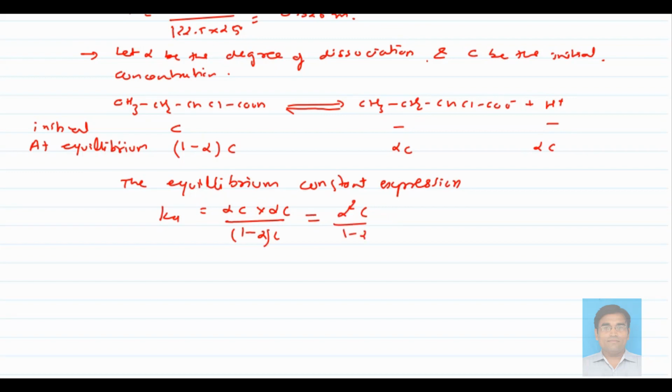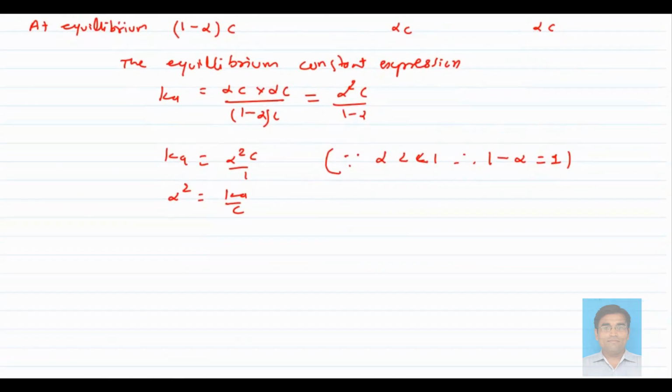So we will write here now Ka equals alpha square C upon 1, because alpha is very much less than 1. Therefore, we just take 1 minus alpha equals 1. Now alpha square equals Ka by C. So we get alpha equals under root Ka by C. Put the value of Ka, which is given, it is 1.4 into 10 raised to minus 3 divided by 0.326, equals 0.065.